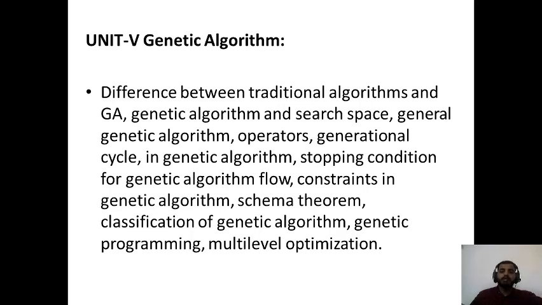The next one is what do you mean by the stopping condition for genetic algorithm flow? At what instance will we be applying this stopping condition, what are the different terms used for it, and how that particular genetic algorithm is going to produce an optimized result based on the existing system or based on the user requirement.